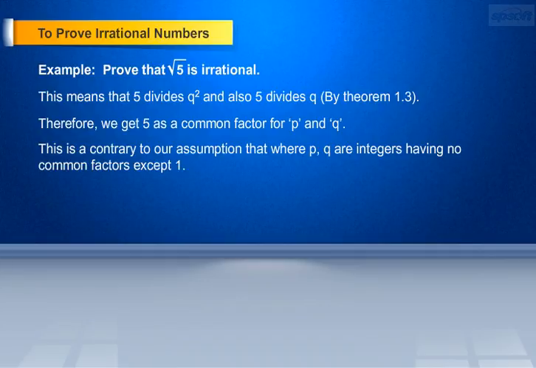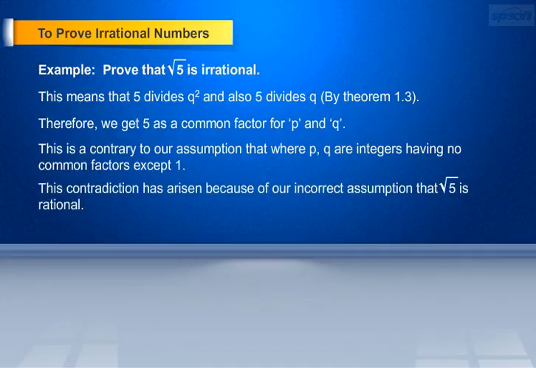This is contrary to our assumption that p, q are integers having no common factors except 1. This contradiction has arisen because of our incorrect assumption that root 5 is rational. Therefore root 5 is an irrational number.